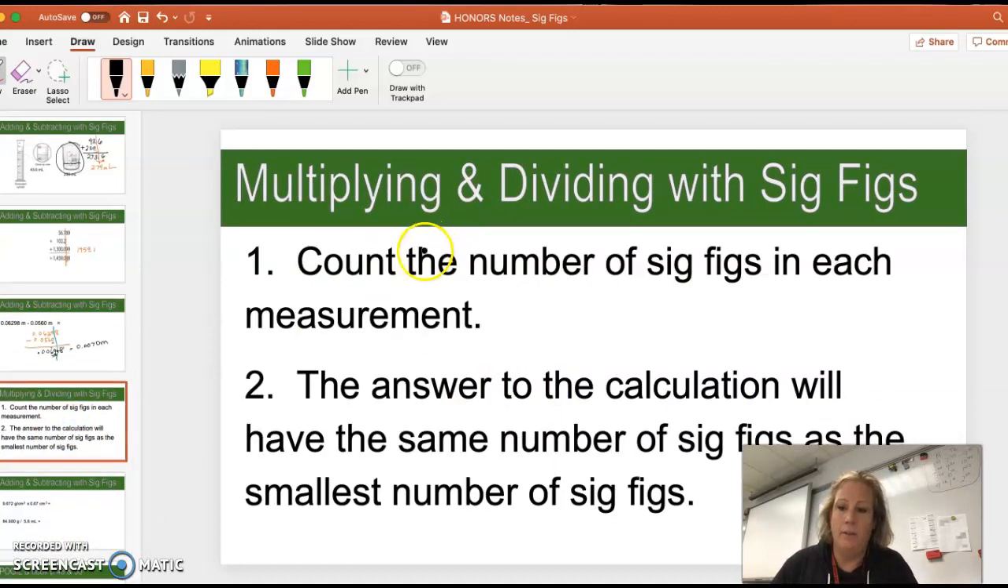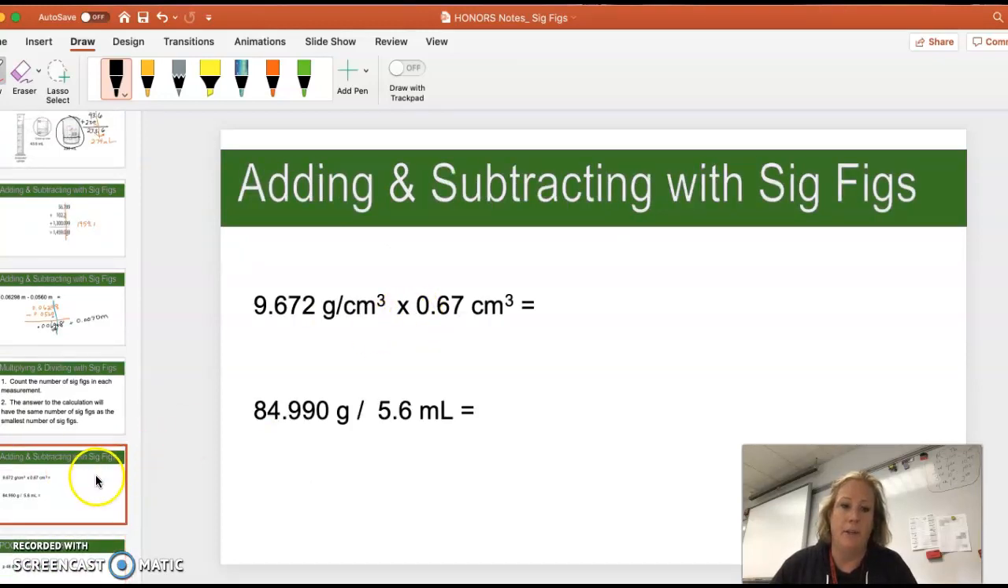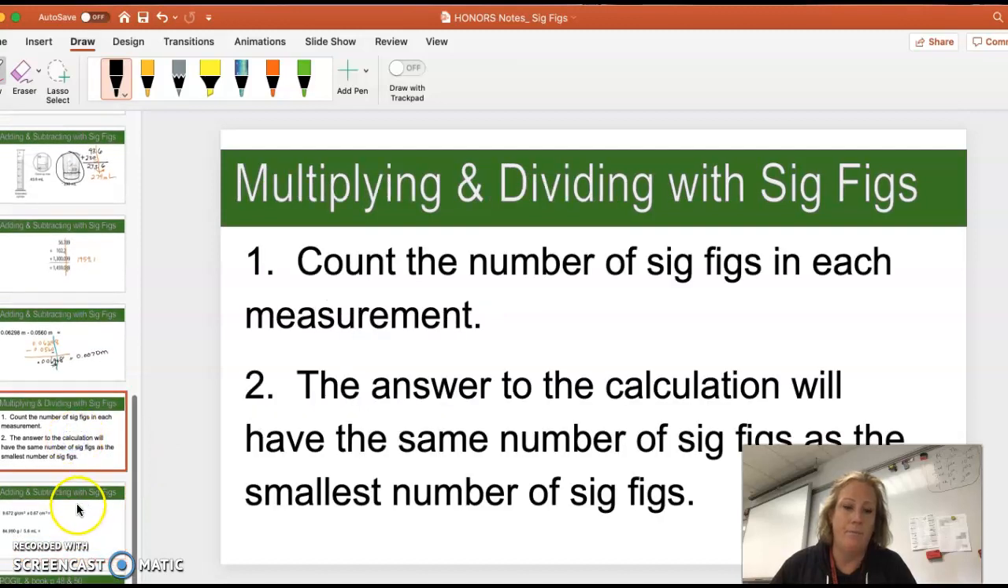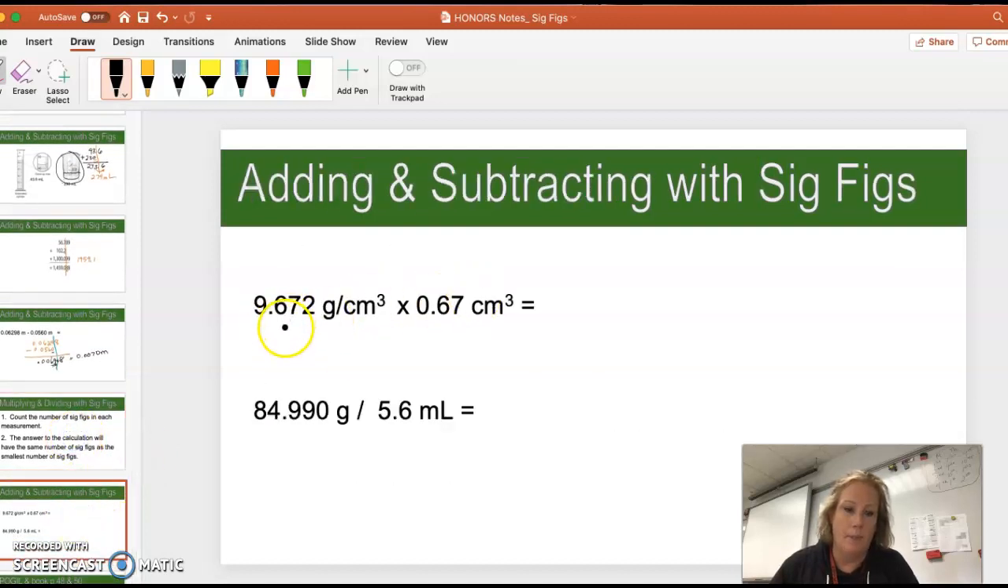Multiplying and dividing, the rules are different than they are for adding and subtracting. So now you're not going to look at decimal places, but you're going to look at significant figures. And your answer can only have the least amount of significant figures. So this number has 4 significant figures, and this has 2. So my answer can only have 2 significant figures. So I would pause the video and try these 2 problems.